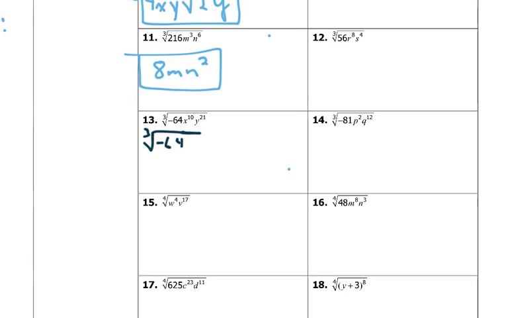X to the 10th. Is x to the 10th a perfect cube? Is 10 a multiple of 3? No, right? 3, 6, 9, 12. So 10 isn't there. So what do we have to do to get it to be a multiple of 3? We can subtract 1 from that 10. So what we need to do is put one of the x's inside of here. And now we're left with x to the 9th in here. That's a 9. I know it's kind of tough to see. And then finally y to the 21st.